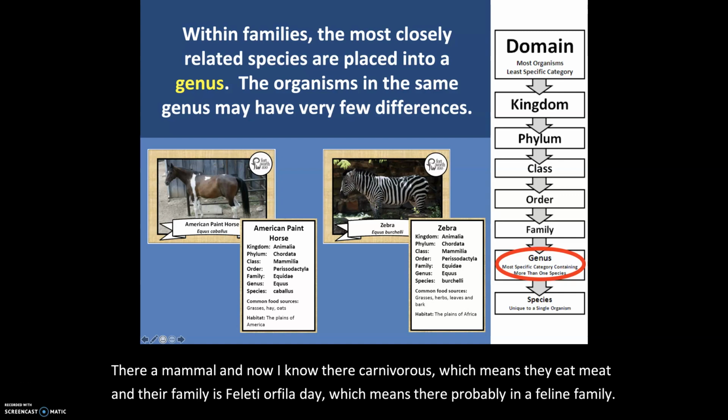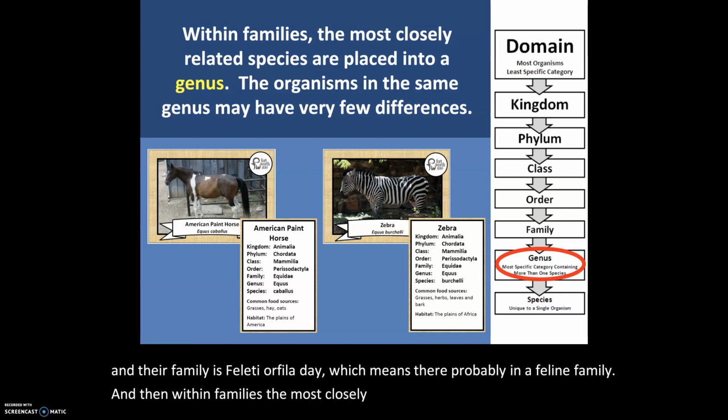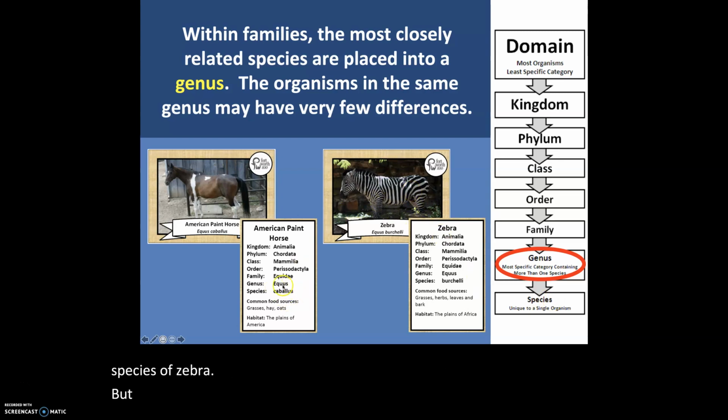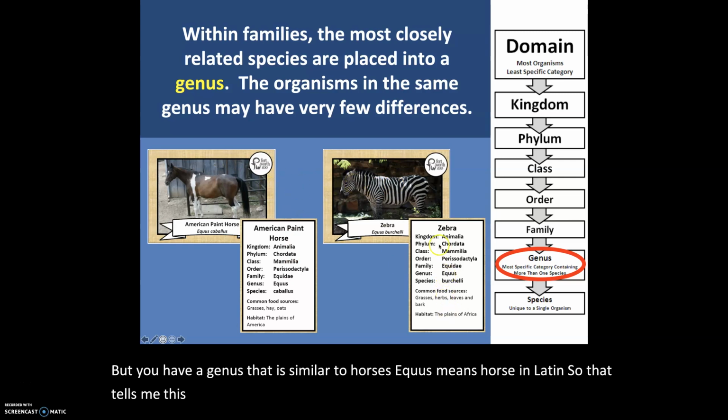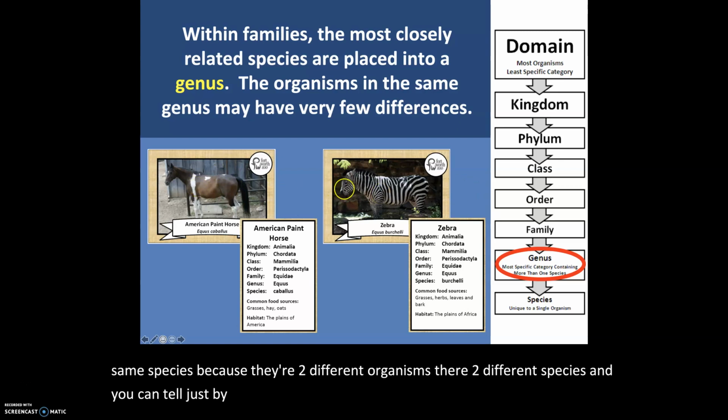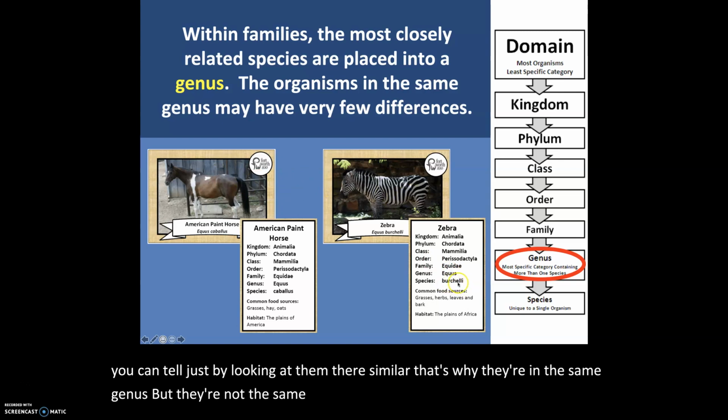And then within families, the most closely related species are those placed into the genus, because you cannot get more specific than a species. You have a species of zebra, but you have a genus that is similar to horses. Equus means horse in Latin. So that tells me this genus is Equus, and so they're closely related, but they can't be the same species because they're two different organisms. They're two different species, and you can tell just by looking at them. They're similar, that's why they're in the same genus, but they're not the same thing. That's why they're not the same species.